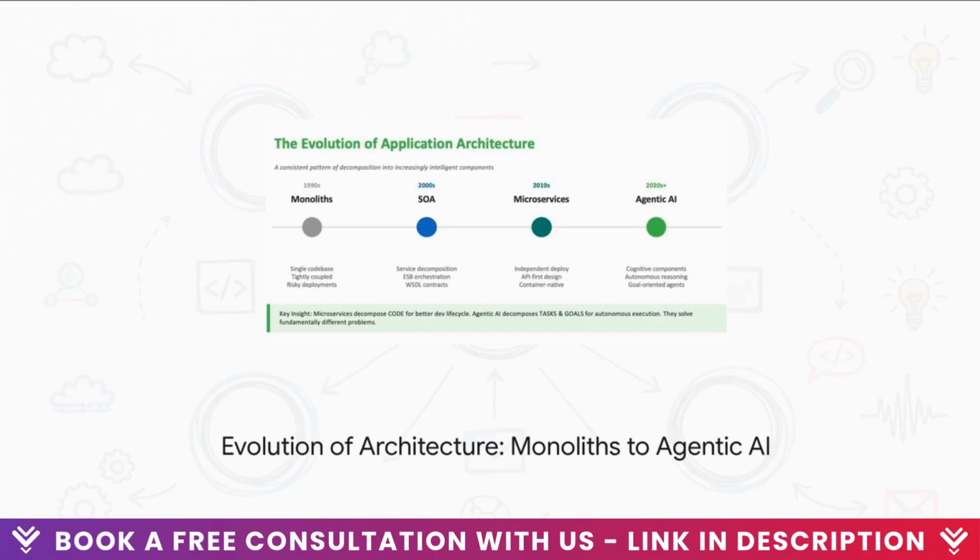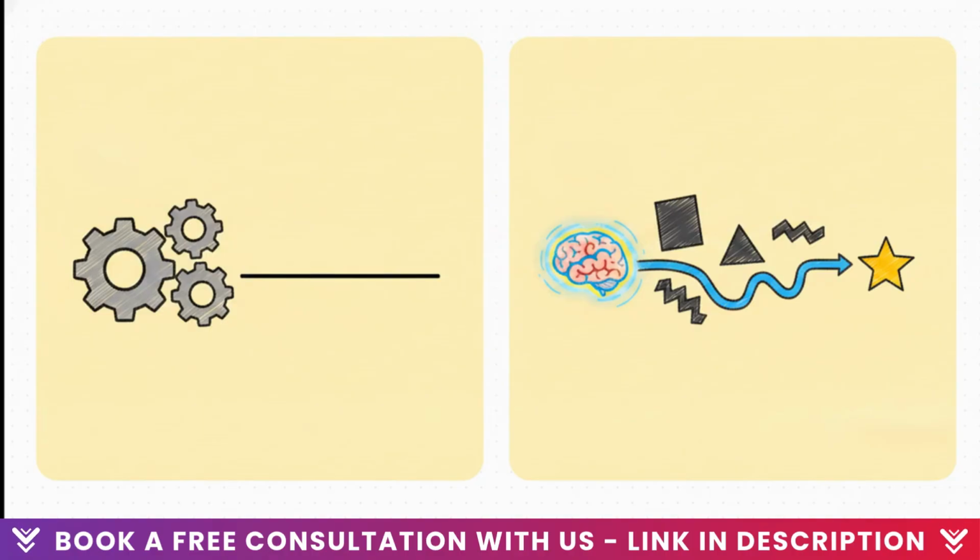But here's the big difference. While microservices decomposed code for a better development lifecycle, the 2020s bring agentic AI. And agentic AI decomposes tasks and goals for autonomous execution. They're solving fundamentally different problems. Think about the old way of traditional software. It's rigid. It executes predefined, hard-coded logic with absolutely no deviation.